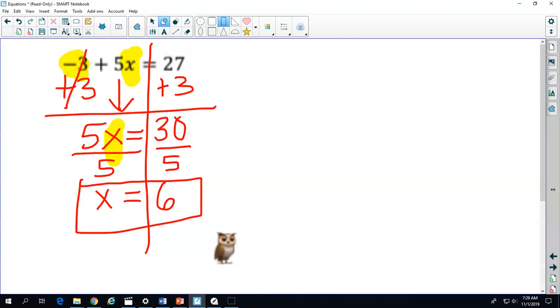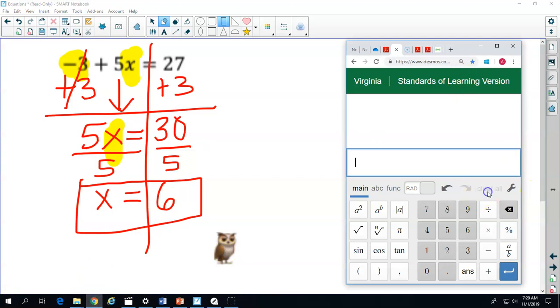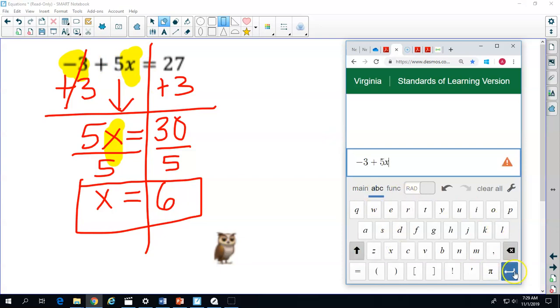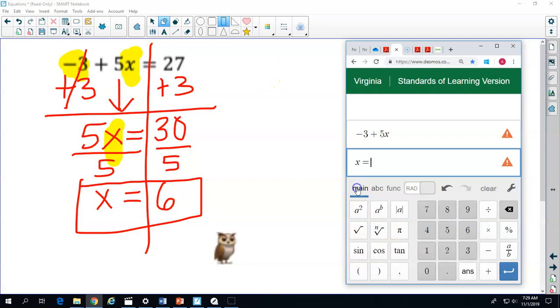And again, we can look at how we would put this into Desmos. So I would put negative 3 plus 5x into my Desmos. And I want to see if what I got would give me 27. So I'm going to put x equals 27. Oh, not x equals 27. x equals 6. And see if it gives me 27. And that's what I'm trying to get. It gives me 27 if you look over here in the equation. So I know this one is correct.